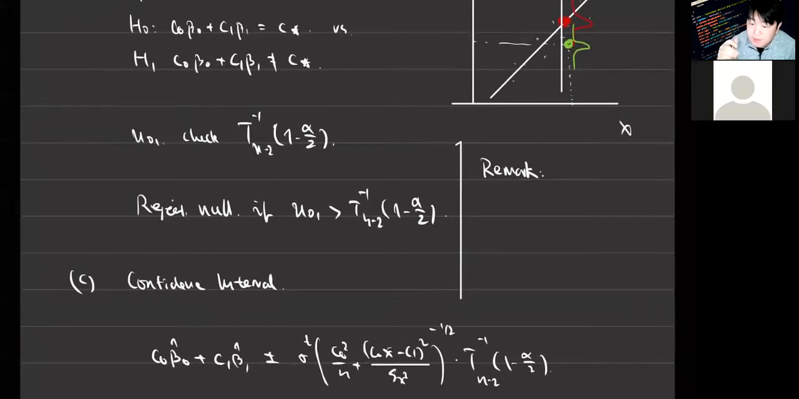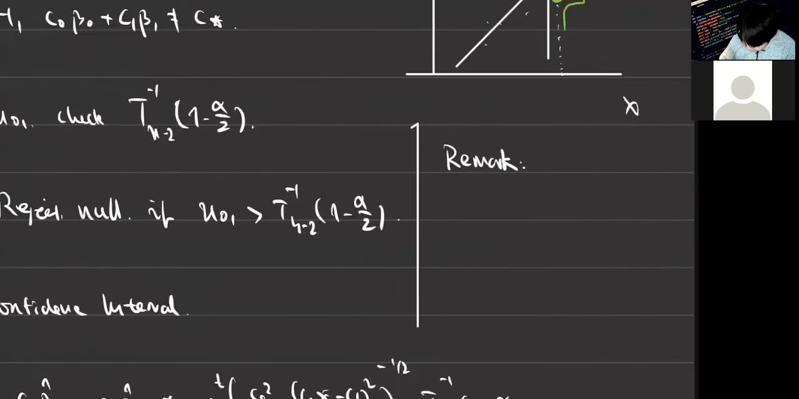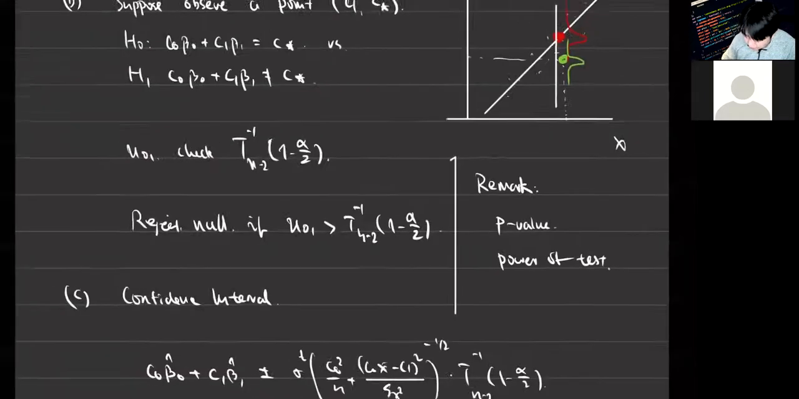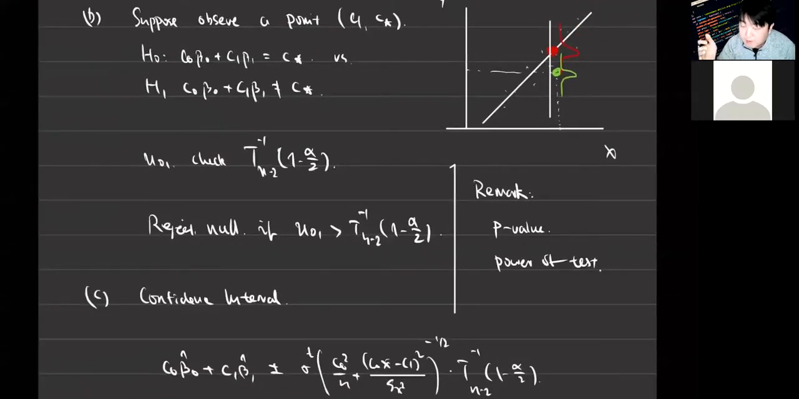Sometimes instead of asking you, okay, this is the test statistic, this is the critical value, give me the answer, right? Instead of going from that direction, sometimes the question will ask you for the p-value, or the power of the test. That's essentially referring to the same thing, right?